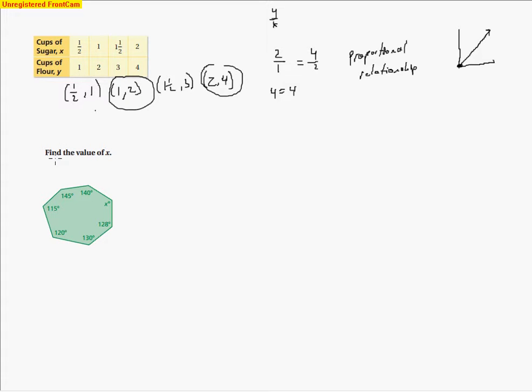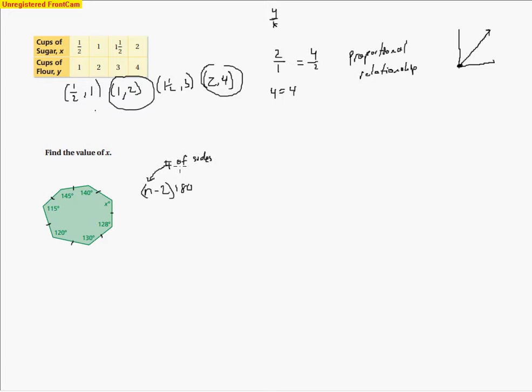So what we're going to do next is do a little review. Find the value of x. And so if I want to find the value of x here, I am going to end up finding out what are the degrees of this polygon. So the way I do that is I count how many sides there are. There's 1, 2, 3, 4, 5, 6, 7 sides. So I use this formula, n minus 2 times 180, where n is the number of sides.